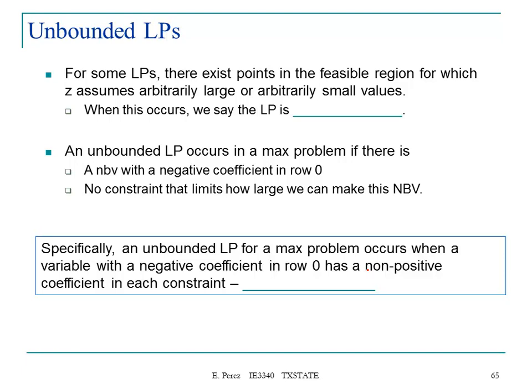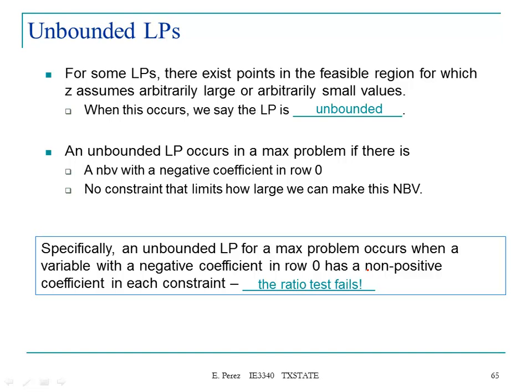So for some LPs, there are points in the feasible region for which Z assumes arbitrarily large or arbitrarily small values. When this occurs, we say the LP is unbound. And an unbound LP occurs in a max problem if there is a non-basic variable with a negative coefficient in row 0, and no constraint that limits how large we can make this non-basic variable. So specifically, an unbound LP for a max problem occurs when a variable with a negative coefficient in row 0 has a non-positive coefficient in each constraint and the ratio test fails.